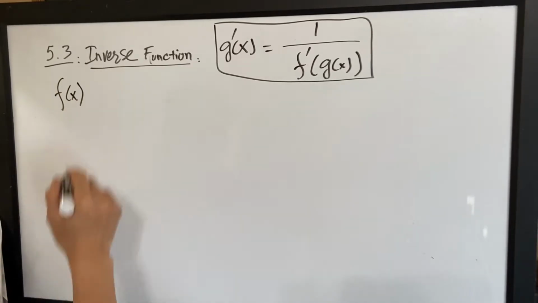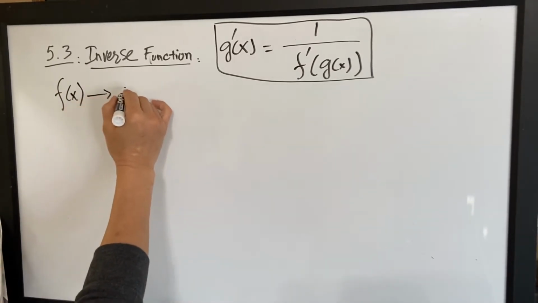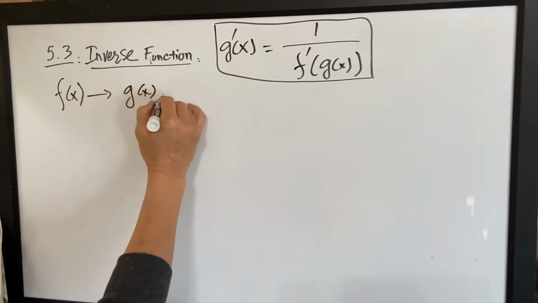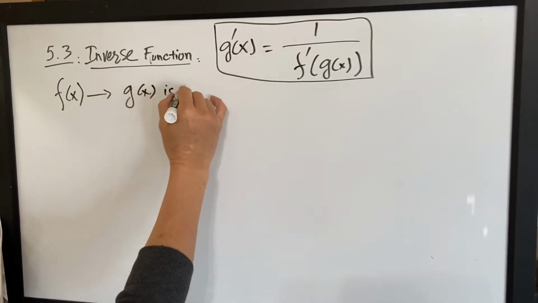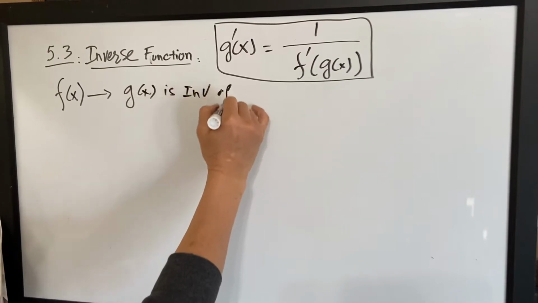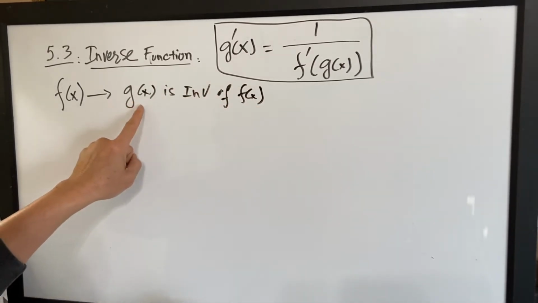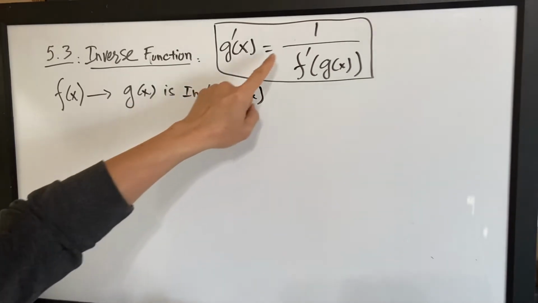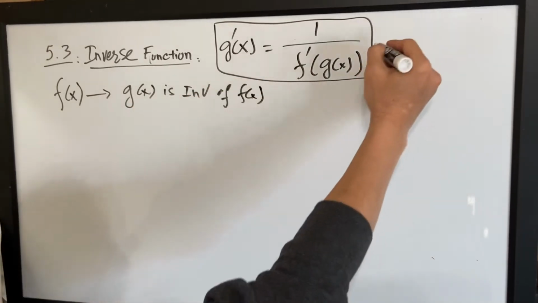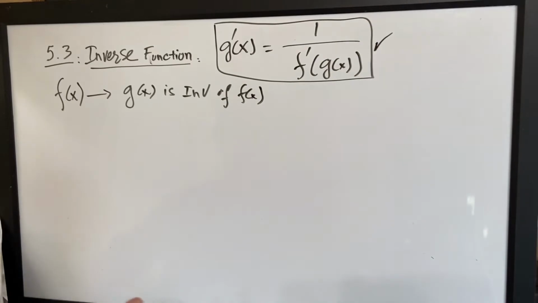If we say that g of x is the inverse of f of x, then when you take the derivative of the inverse, this is how you get the formula. And I proved to you already by just one line. Let's do it again, okay?